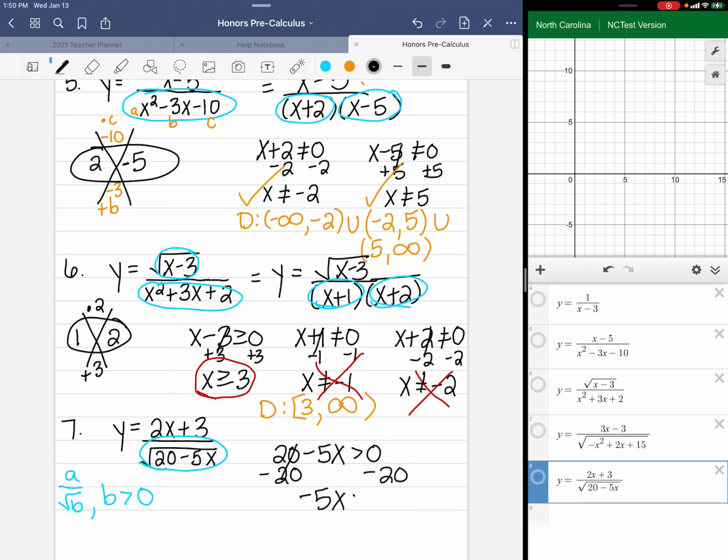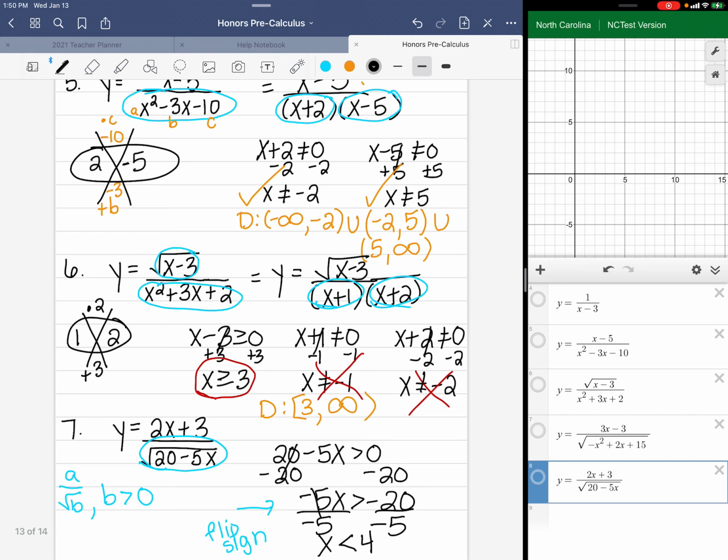So I'm going to subtract 20. Now, this is very important. This is like you having to think all the way back to Math 1 here. When you divide by a negative, you have to flip the sign. So instead of it being greater than, it's now going to become less than positive 4.